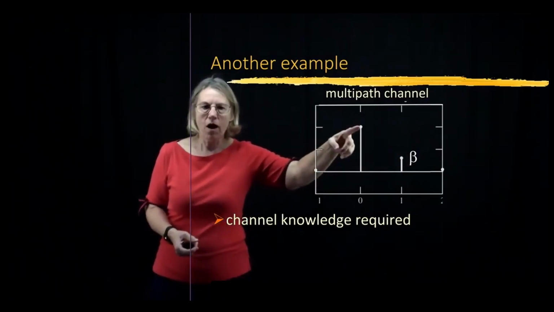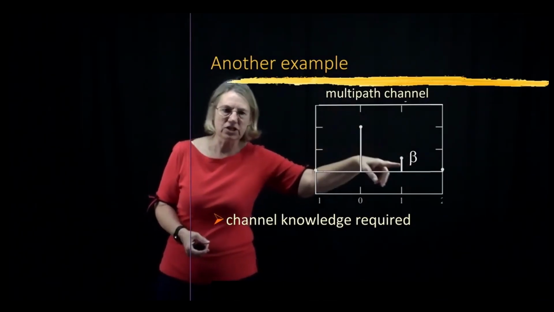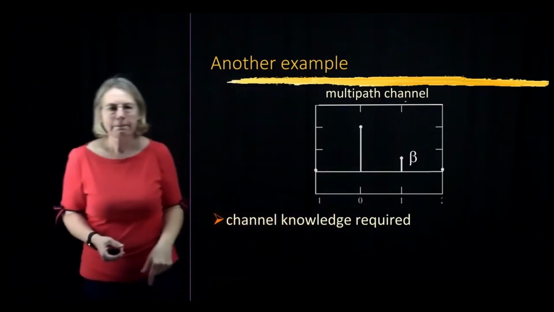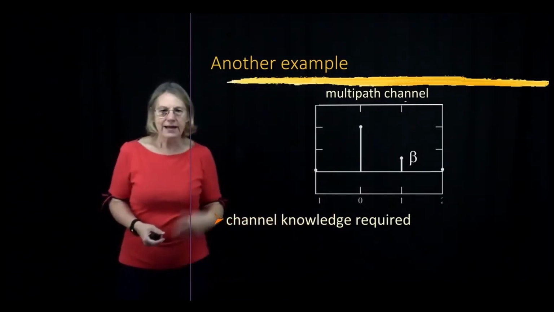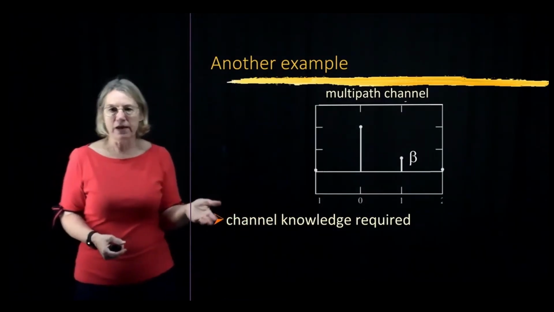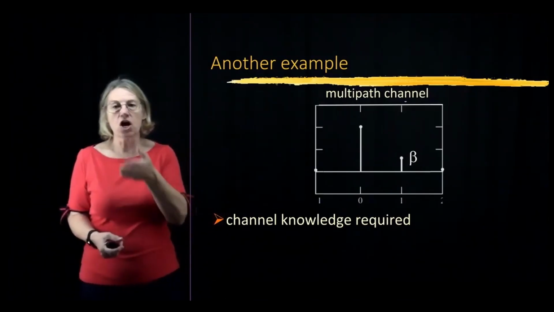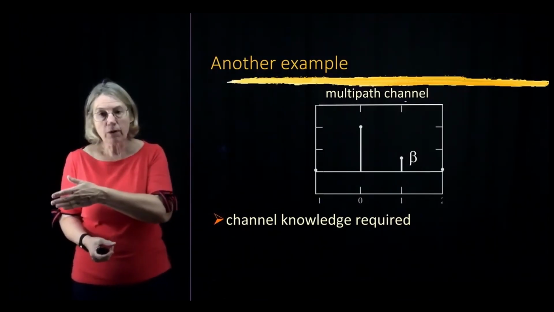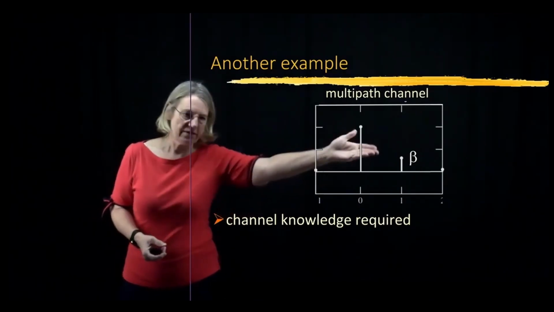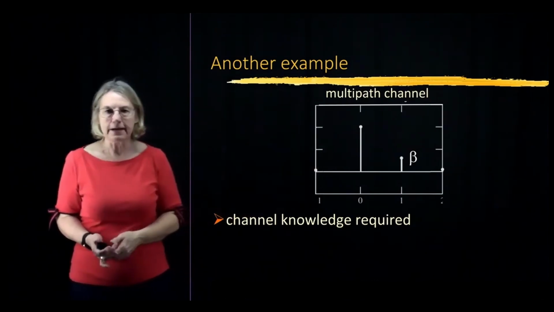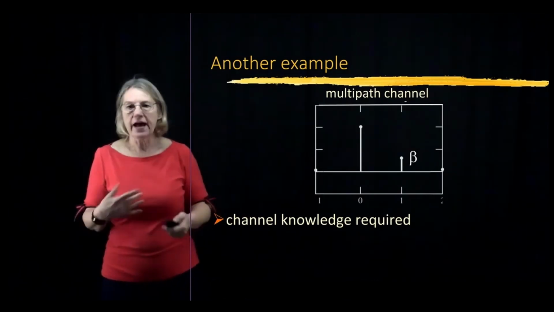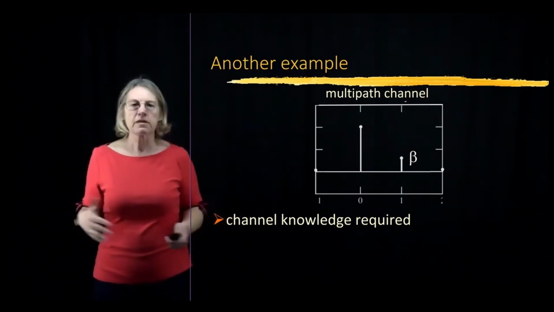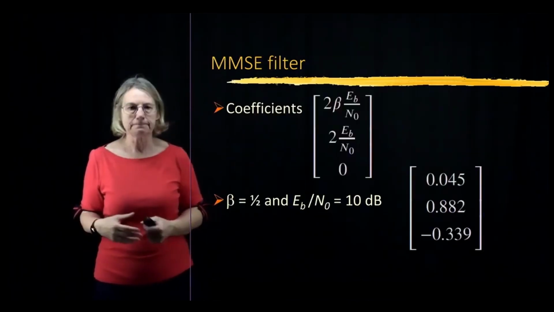So this is 1, direct through, no attenuation. Here beta is smaller than 1. And again, I need knowledge of the channel to be able to do these calculations and to know analytically what is the performance of this channel. And in this case, it's parameterized by beta. So knowing beta, I know everything about this channel, and I can analyze the performance.